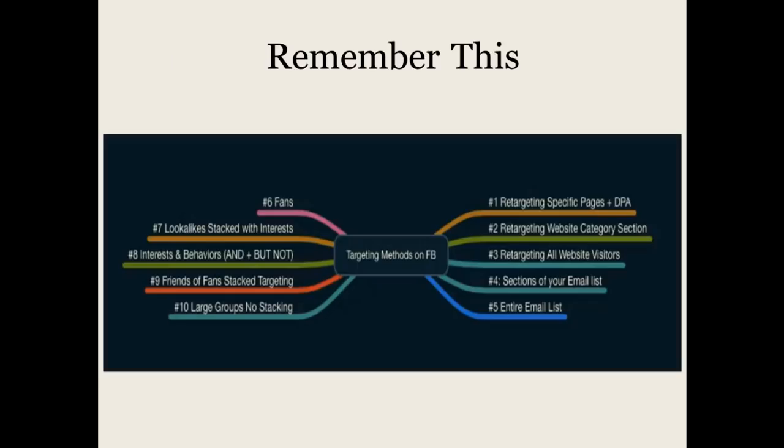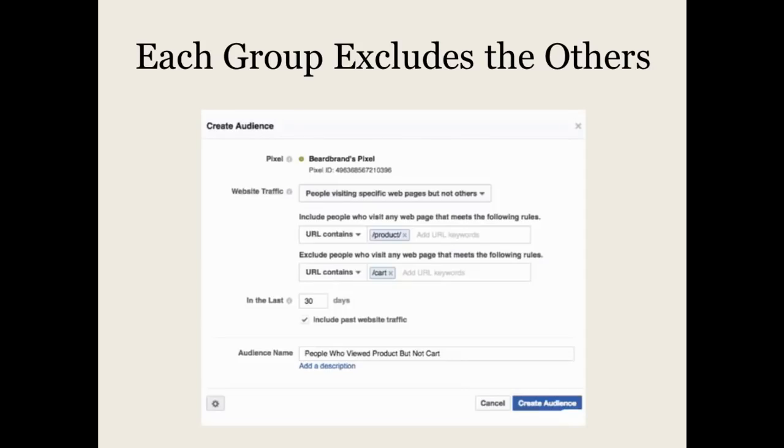Okay, next, please always remember this chart here. In the middle, we have the targeting methods. On the left side, we have the fans, lookalike, stacks with interest and behaviors, and plus but not. Number 9, friends of fans, stack targeting. 10, large groups, no stacking. On the right side, we have targeting specific pages like DPA, retargeting website category sections, retargeting all website visitors, sections of your email list, and the entire email list. So never forget this: each group excludes the other.